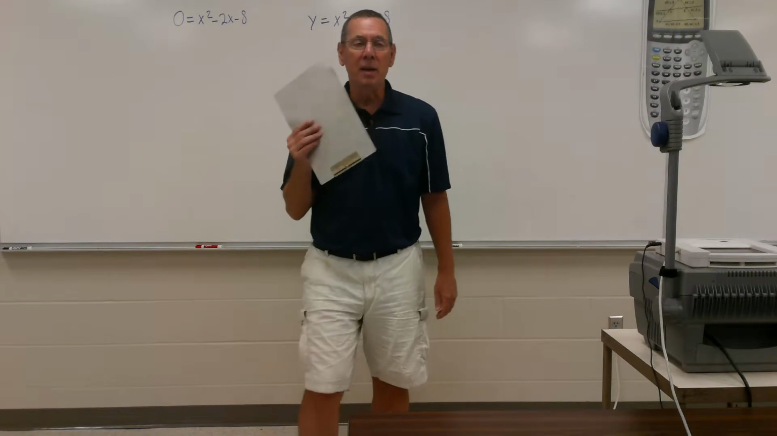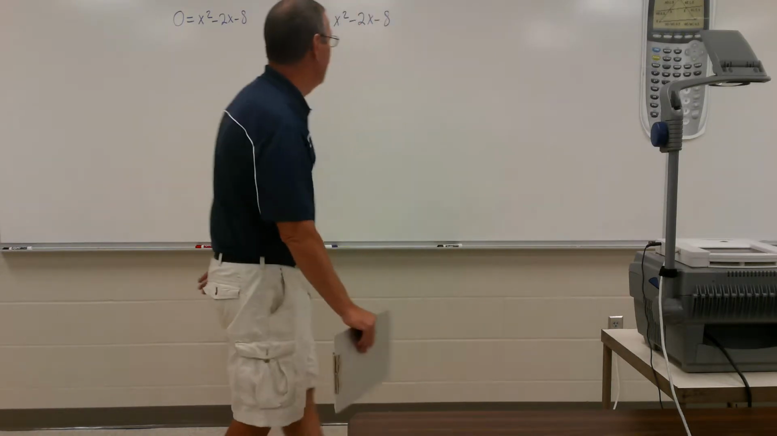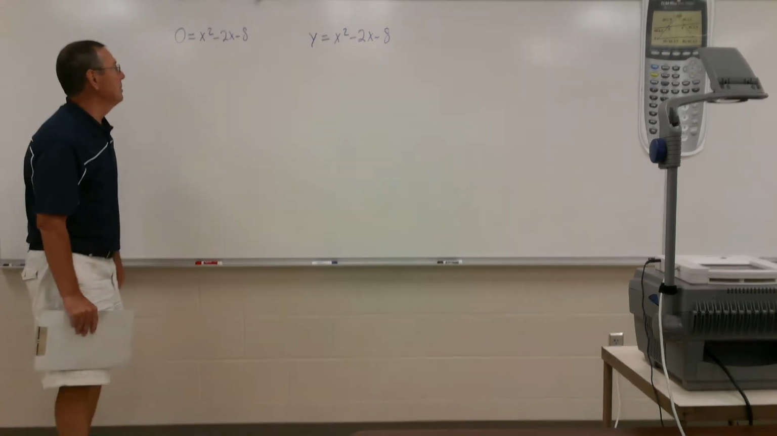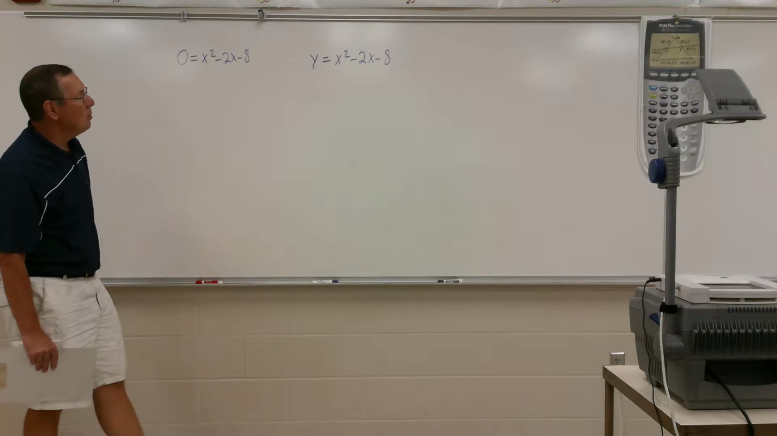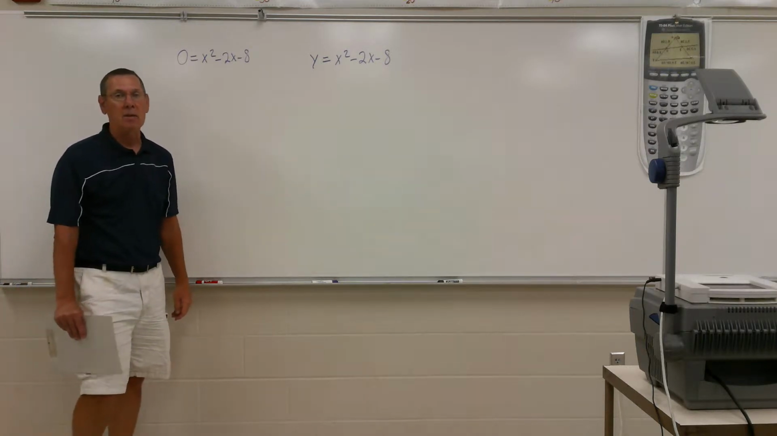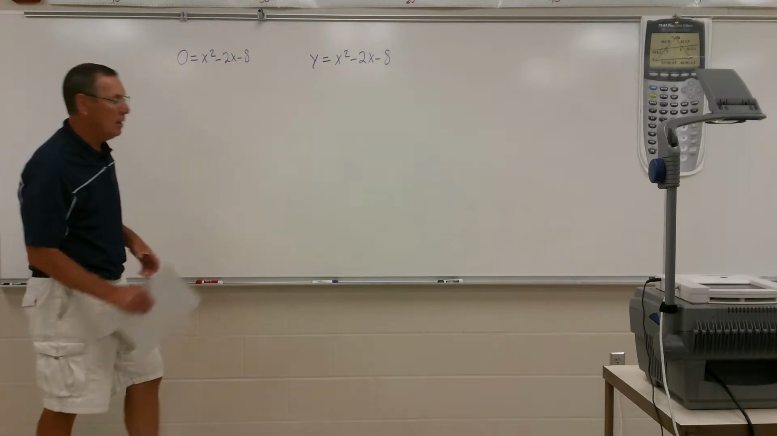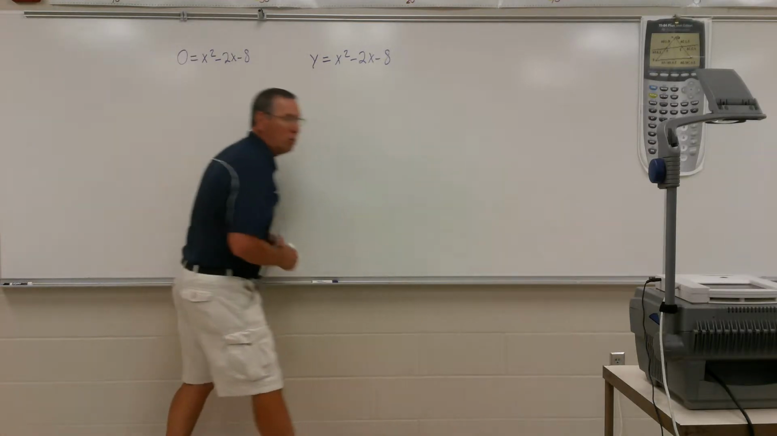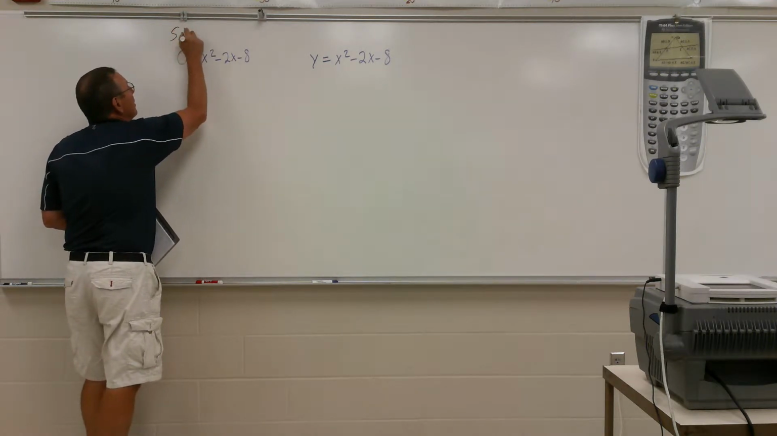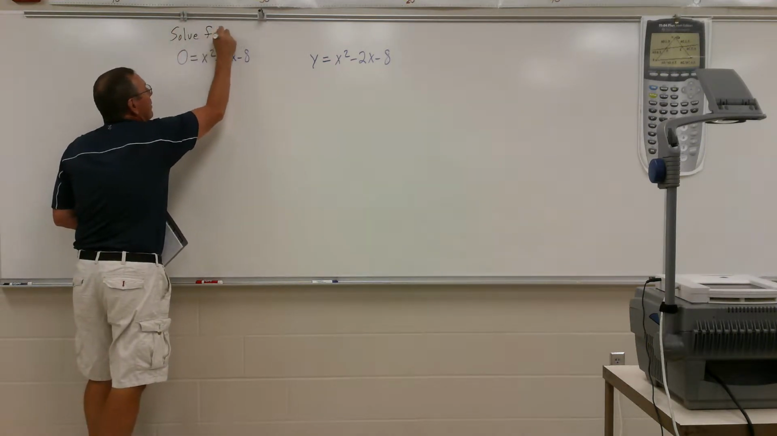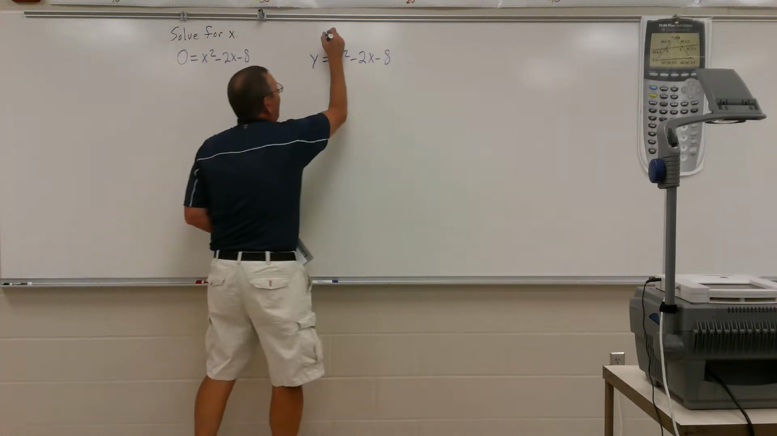Okay, here's what we're going to do today. And you're going to need some scratch paper for this. If you saw these two problems, 0 equals x squared minus 2x minus 8, and y equals x squared minus 2x minus 8, they're almost the exact same thing, but I wonder what the directions would be. For this first problem, your directions would most likely be solve for x. For the second problem, our directions today are going to be to graph.